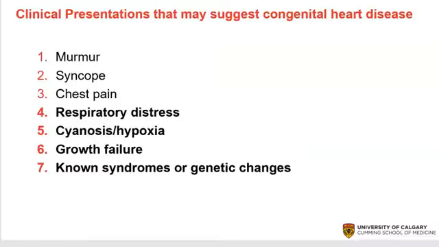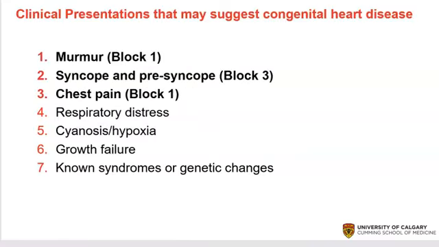While murmur is often associated, it is important to know that many critical congenital heart diseases do not present with a murmur. So remember that the absence of a cardiac murmur does not rule out a cardiac lesion. The subsequent podcasts in this series will aim to discuss these points in more detail.